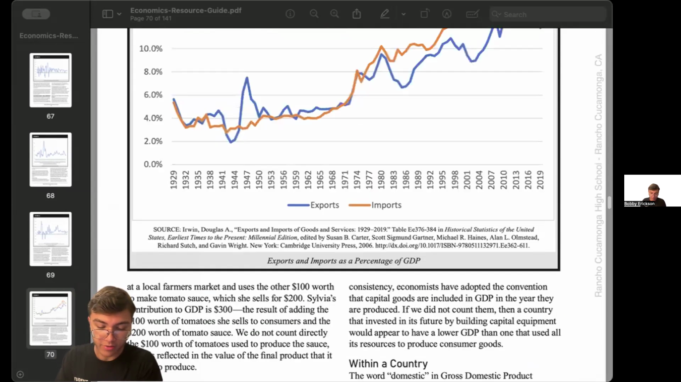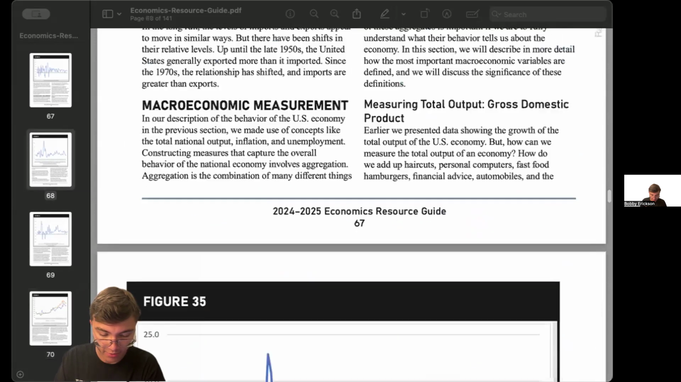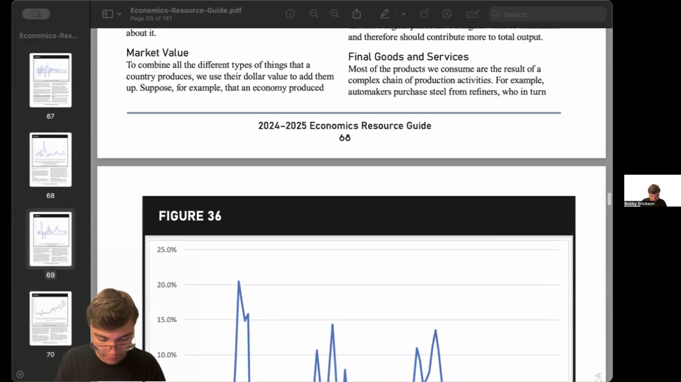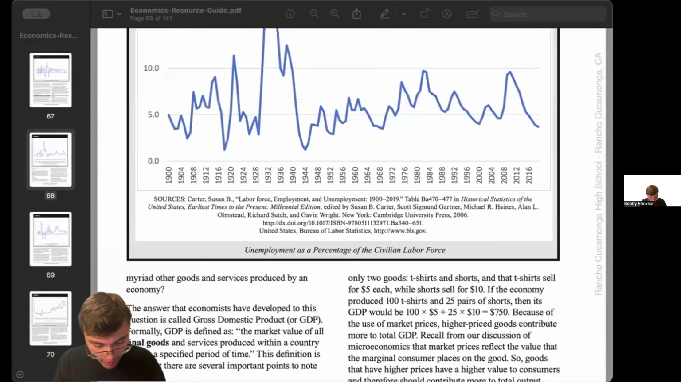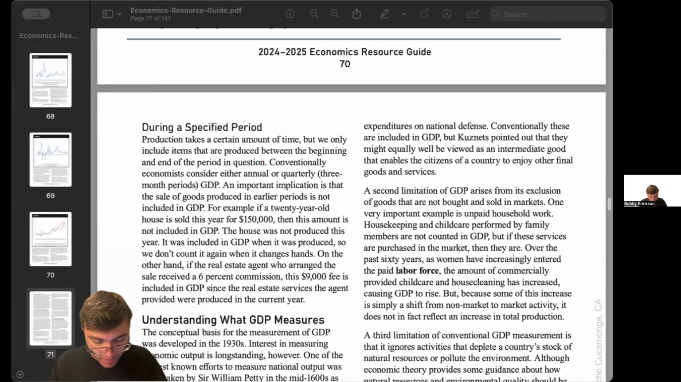Then we have within a country. So notice we're going through this sentence very, very detailed. We've gone over the market value of all final goods during a specified period of time. So we now get to talk about the specified period of time. So we only include the items that are fully produced in the beginning and end of the period.